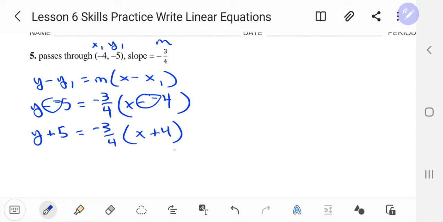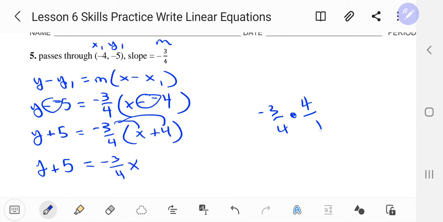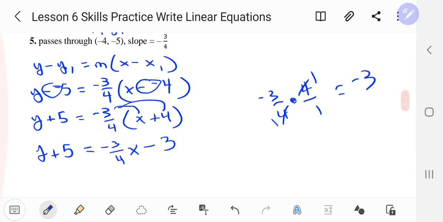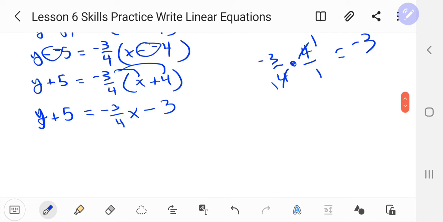minus negatives, into plus. All right, now we have to distribute, and there's a fraction here, so it could be a little tricky, but luckily they gave us nice compatible numbers. So we have y plus 5 equals, that's going to be negative 3/4 x, and when I do negative 3/4 times 4, I have to put that over 1, it cross simplifies, and we end up getting negative 3 over 1, which would just be negative 3. All right, so I can put minus 3 because it'd be plus negative, and I just know what that's going to be. All right, this is a y, by the way.